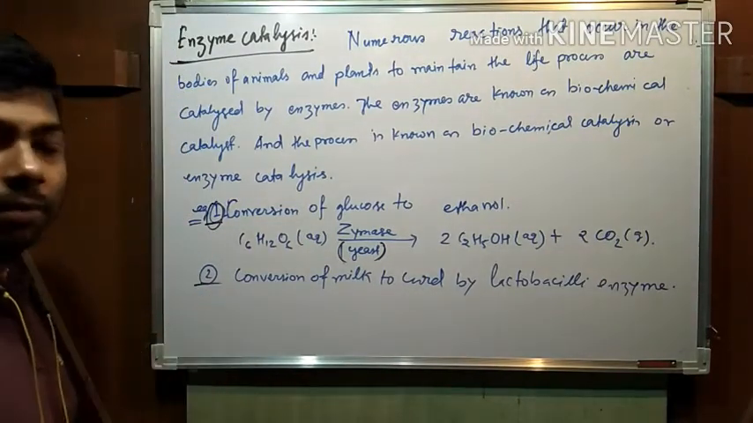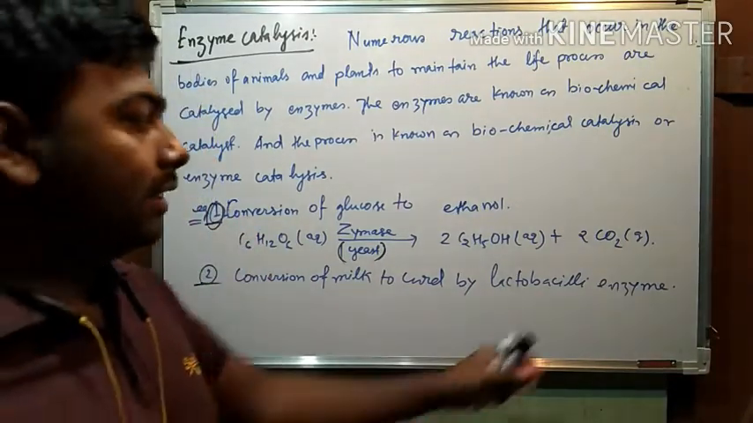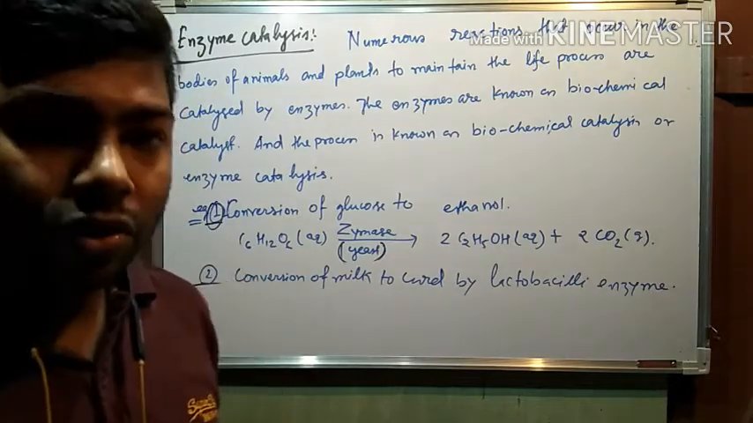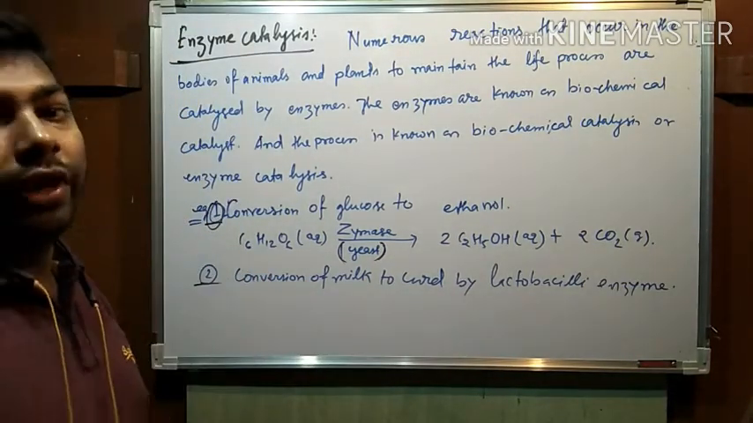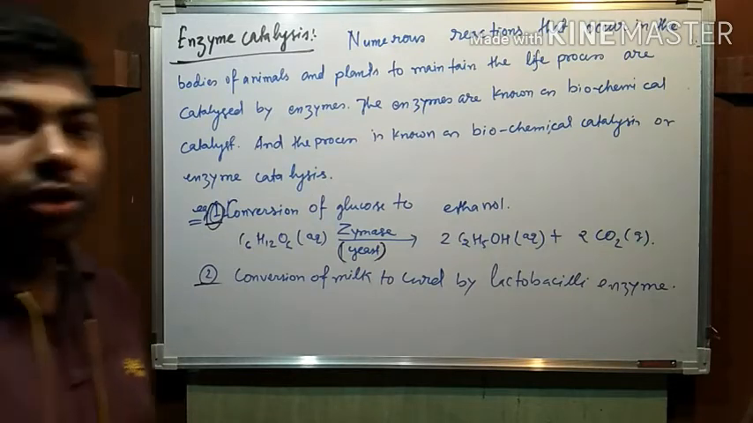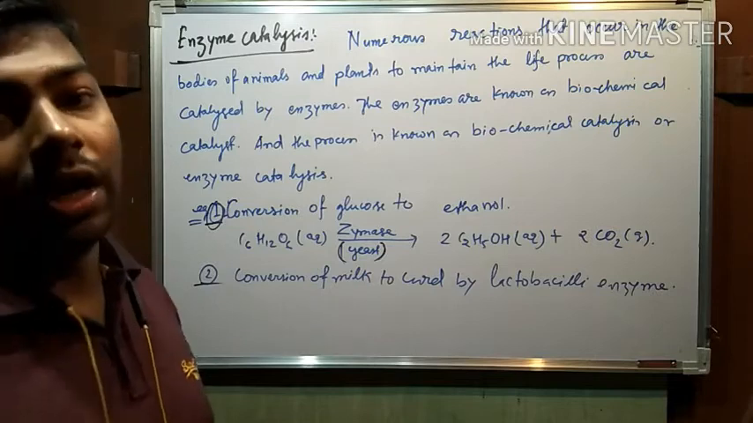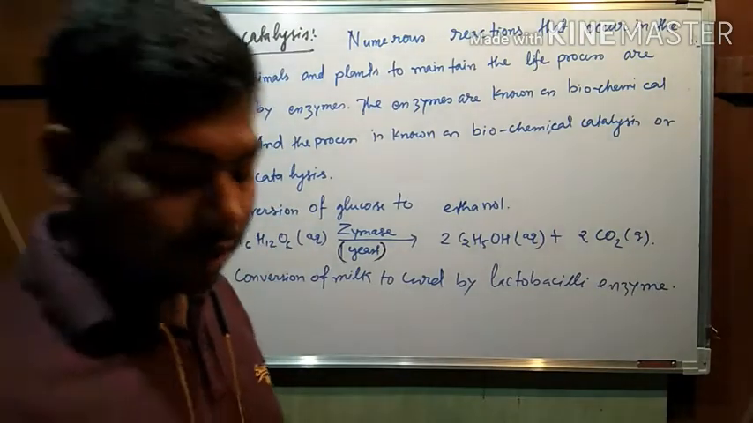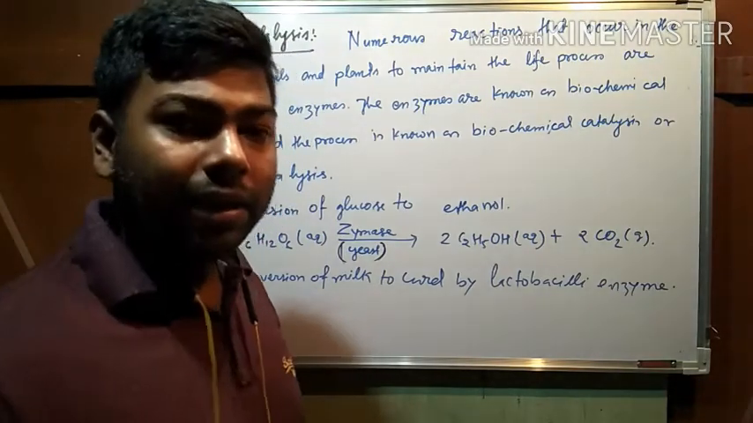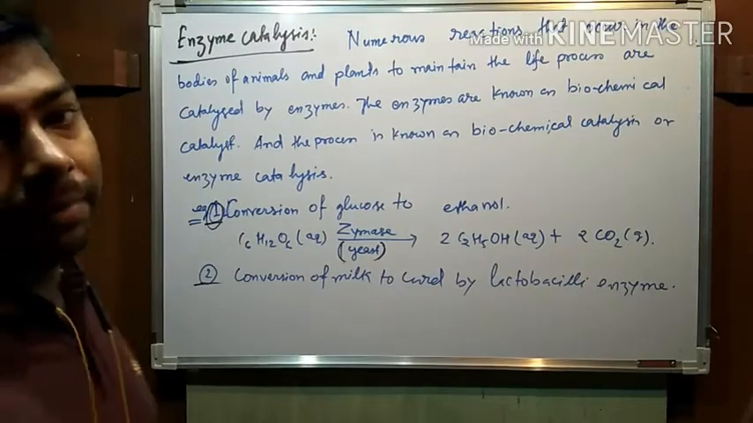Second, the very well known example is the conversion of milk to curd by lactobacilli. As you know, if we keep milk for more than 12 or 20 or 24 hours, our milk is converted into curd with the help of lactobacillus enzyme. Okay. Now the main thing is what are the importance or what are the characteristics of enzyme catalysis.